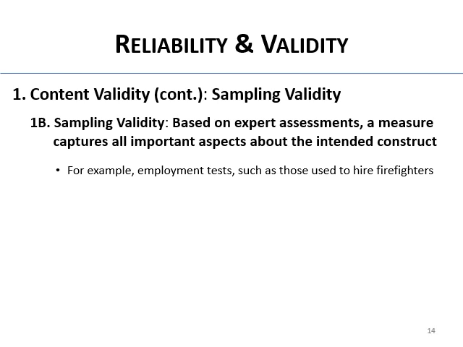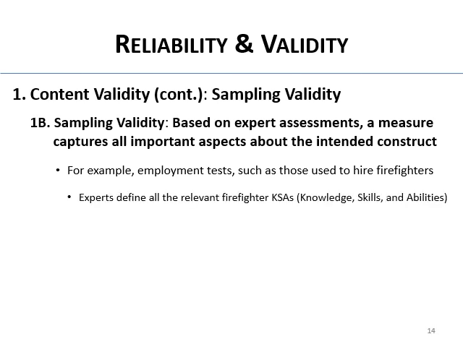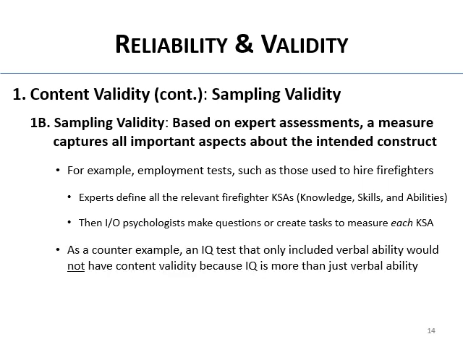So, for example, an employment test, such as those used to hire firefighters. You have experts define all the relevant firefighter KSAs. That is, what knowledge do they need, what skills do they need, and what abilities do they have to have. You have them define those things. And then you bring in some industrial-organizational psychologists, and they make questions or create tasks that measure each of those important skills that the experts identified. To the extent that you measured all those things, you would have content or sampling validity. You have measured all the aspects that experts say are important.